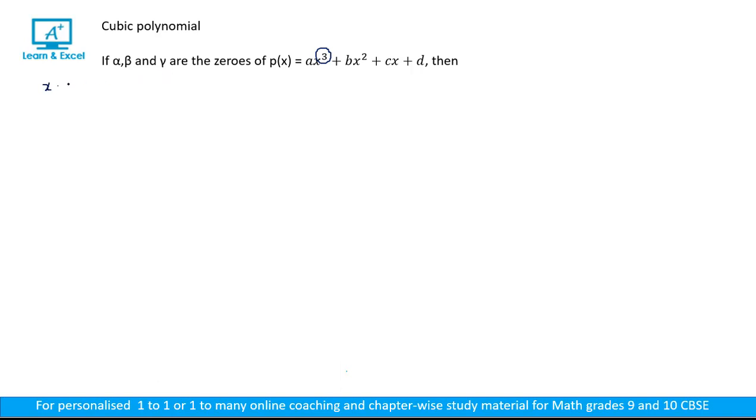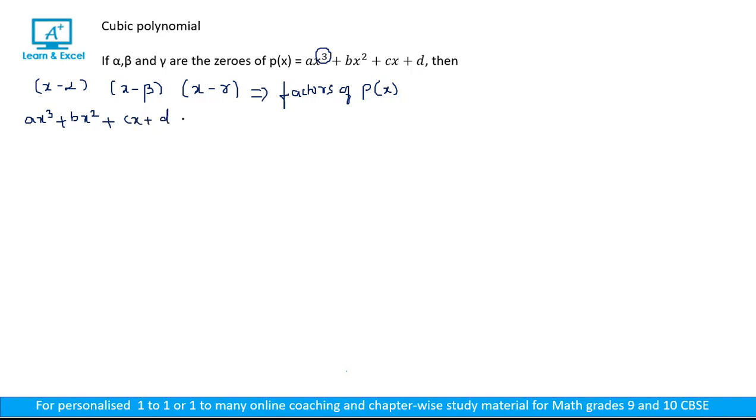That means x minus alpha, x minus beta, x minus gamma are the factors of the cubic polynomial p of x. Now we can write ax cube plus bx square plus cx plus d as equal to k, any constant, into x minus alpha into x minus beta into x minus gamma. Let us now multiply this.